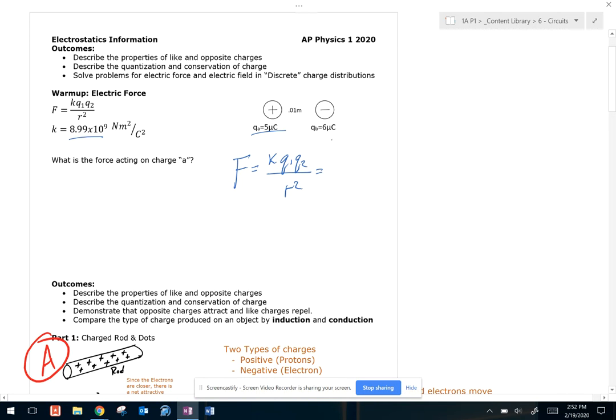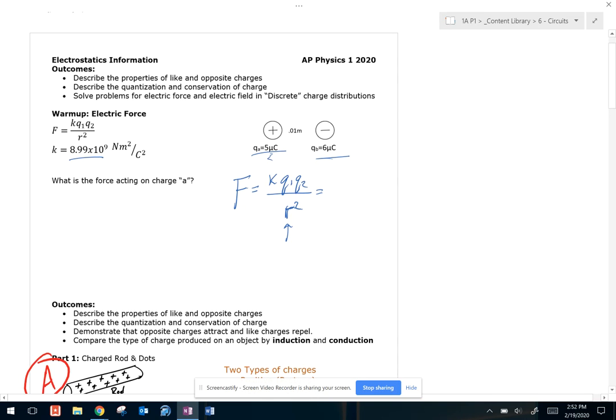Q is the amount of charge on each object. Notice that these are in microcoulombs. We're going to have to change those to coulombs. R stands for radius, but this is really the distance between the two charged particles. All right, so again, it's a positive and a negative, so they're going to attract.